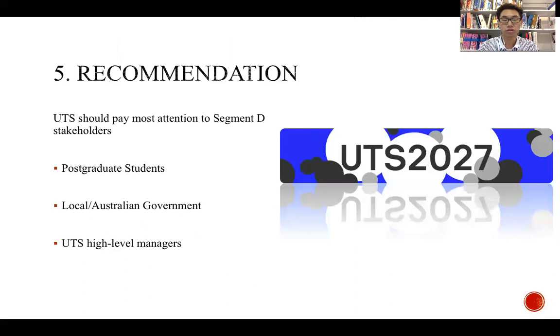Therefore, UTS should pay most attention to segment D stakeholders. They are postgraduate students, Australian and New South Wales governments, and UTS high-level managers. So that's the end of my presentation. Thank you for listening.